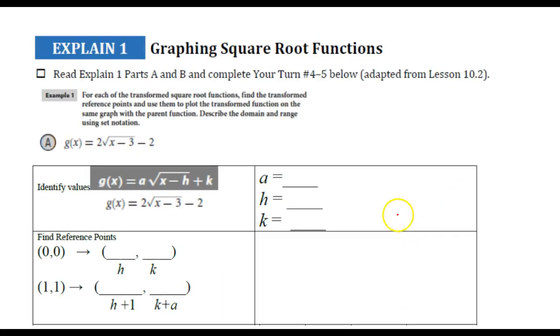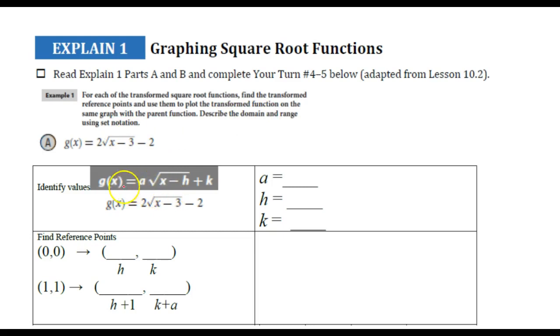Okay, so now we're going to do some explains. This is actually taken from your textbook, and this is something in your textbook that's useful for identifying certain values and helping us graph. It says, for each of the transformed square root functions, find the transformed reference points. Use them to plot the transformed function on the same graph with the parent function. Describe the domain and range.